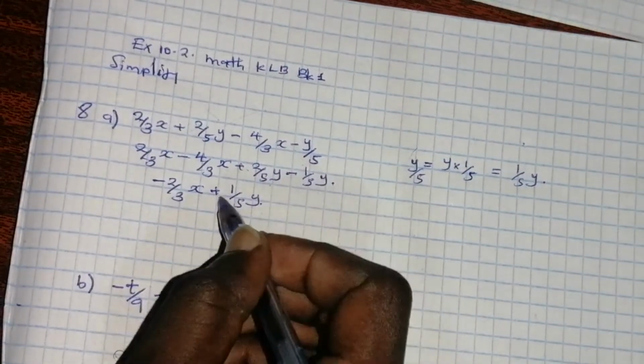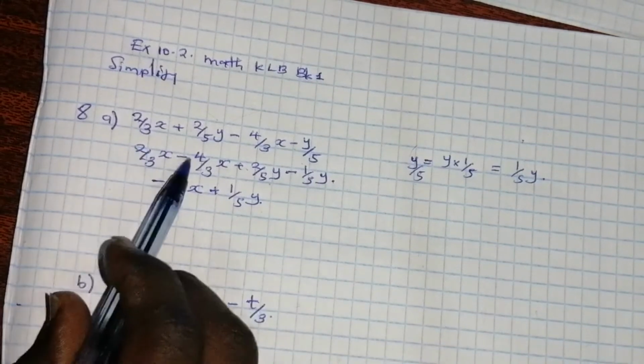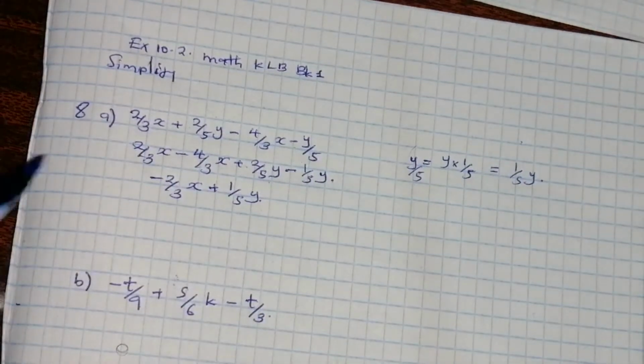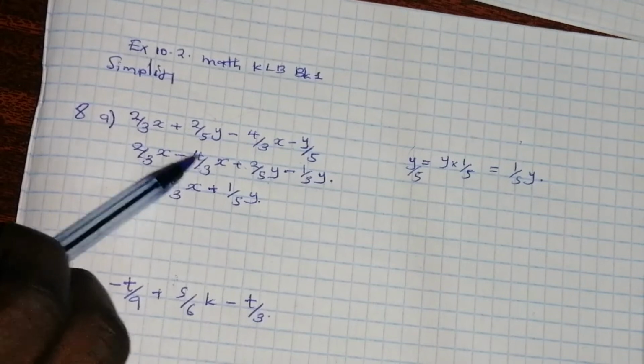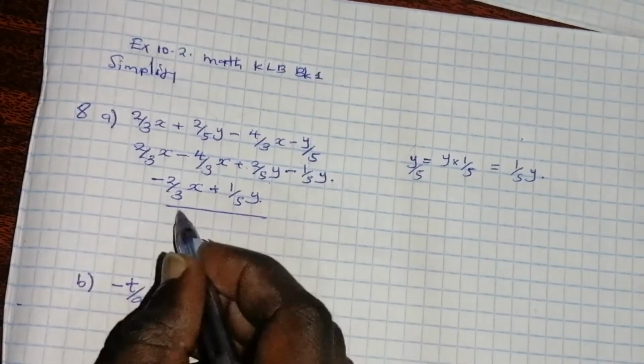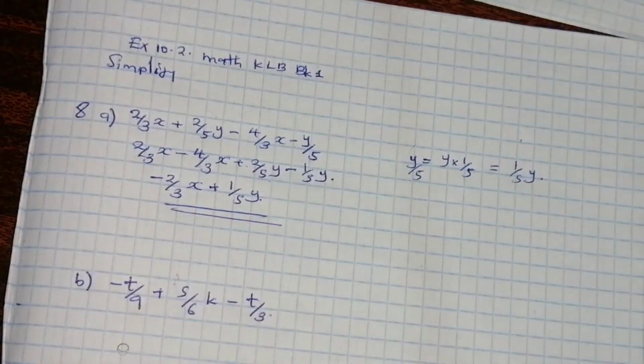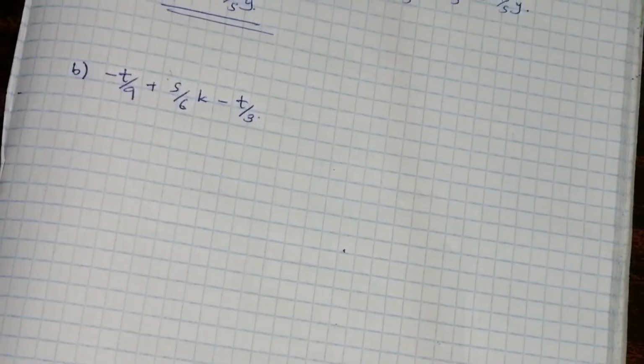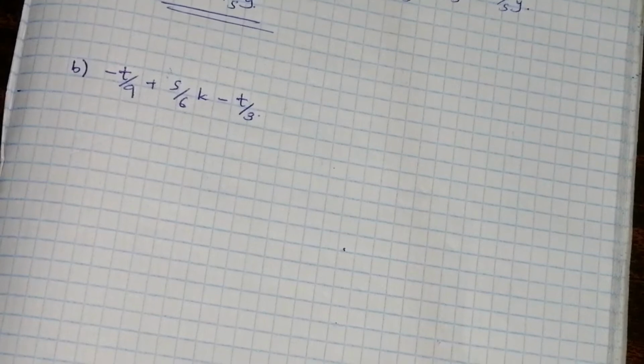So 2 minus 1 gives me a positive value, but 2 minus 4 gives me a negative value. This one is small, but this one is bigger. So when I subtract them, I have a negative value. So that is how I'll handle part A. Now let's try to handle part B.